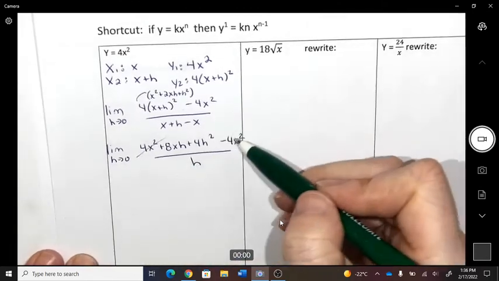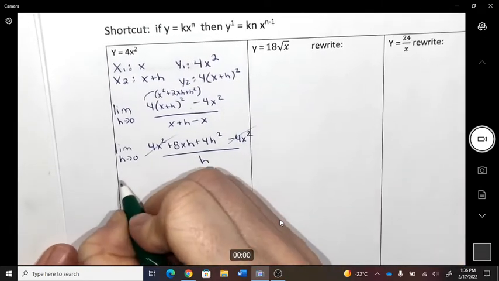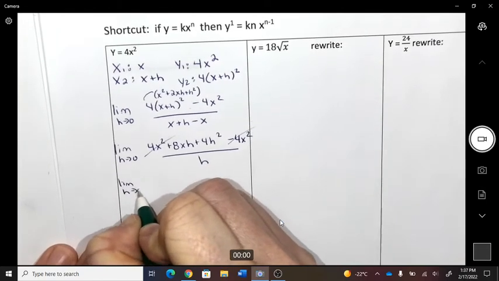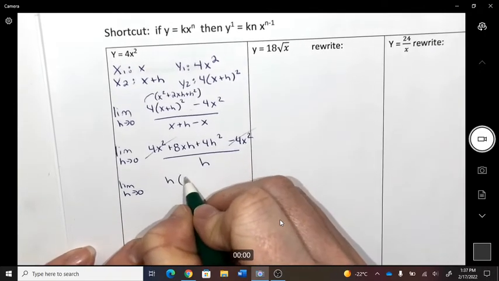Okay, so the 4x squareds will disappear. Now I'm going to work to cancel my problem away. So the top I'm going to GCF and h out.